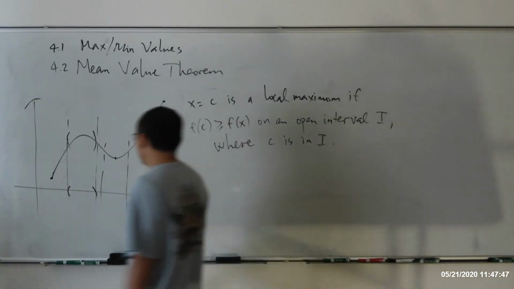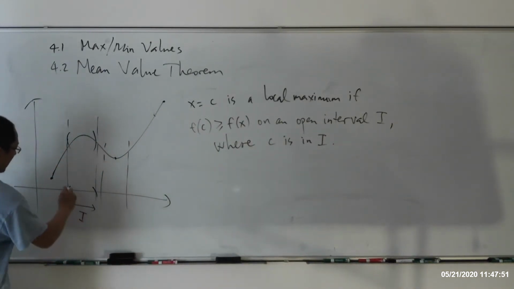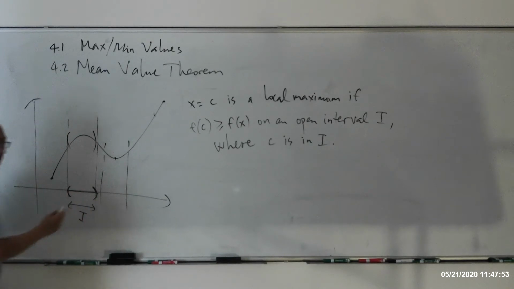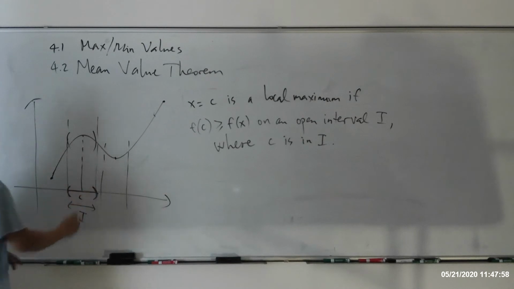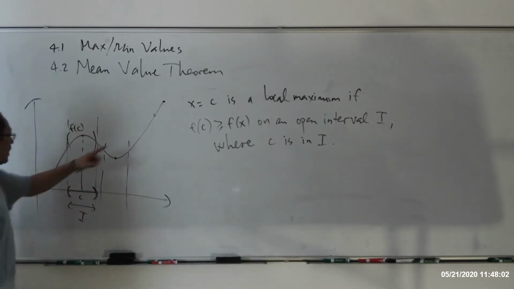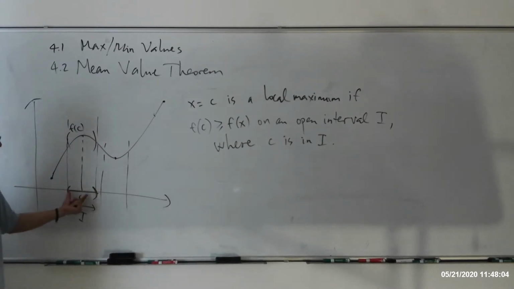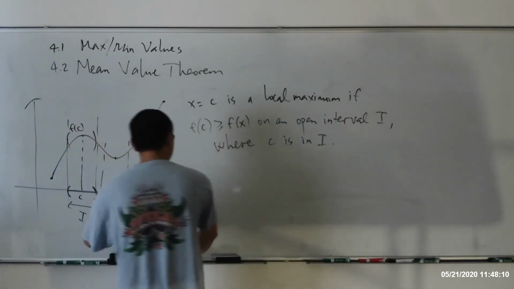So what I'm trying to tell you is this. This is the I that we're talking about right here. This is the open interval I. I is the interval from here to here. It's going to be an open interval, all right? And within that interval, f of C is bigger than or equal to any f of x, where C and all the x's are in this interval. All right? And of course, you have the definition of absolute max.